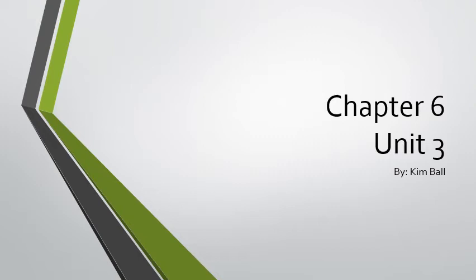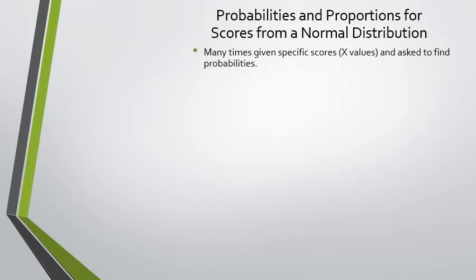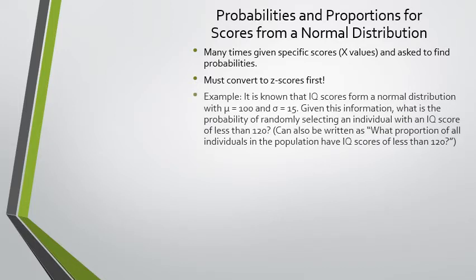Chapter 6, Unit 3. Probabilities and proportions for scores from a normal distribution. So many times you're given specific scores, which we call X values, and asked to find probabilities. The key to take away from this chapter is that you must convert to z-scores first before finding probabilities.